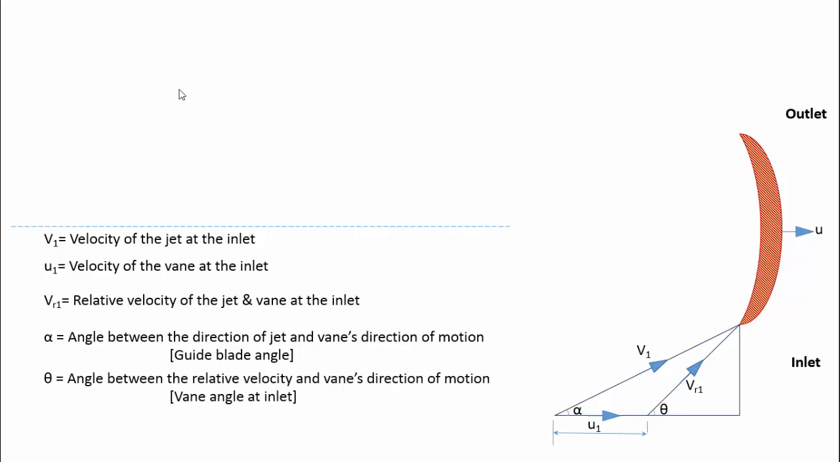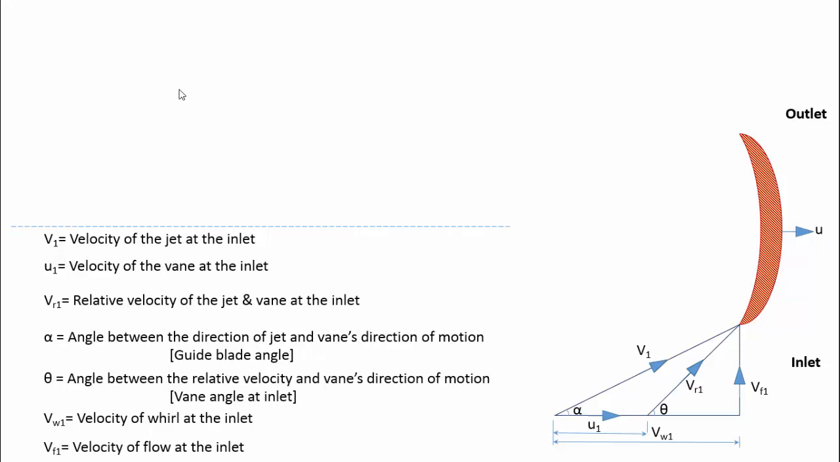The horizontal component of the v1 will make the blade to swirl or move. Hence the horizontal component is named as swirl velocity at the inlet, vw1. The vertical component of the v1 will just flow over the blade. Hence the vertical component is named as flow velocity at the inlet, vf1.